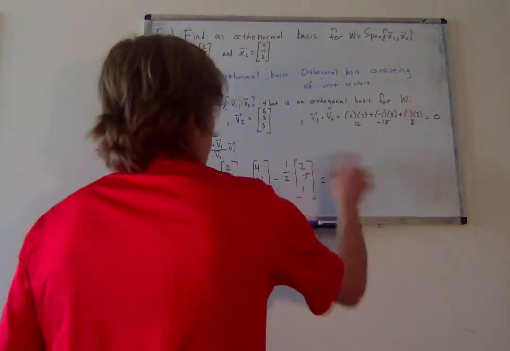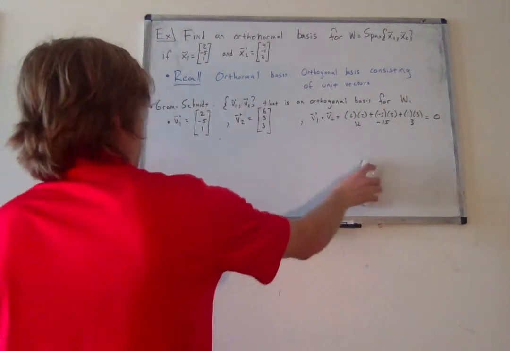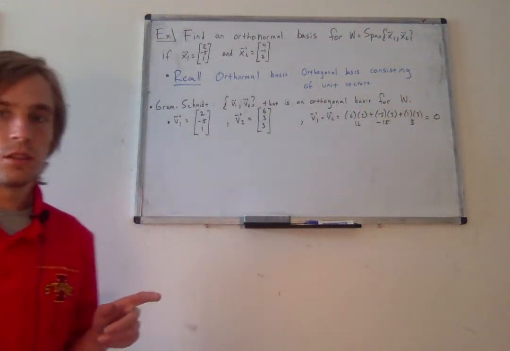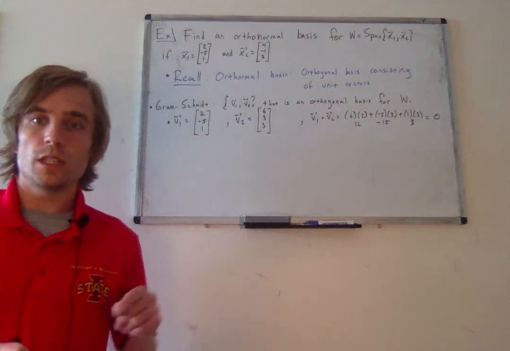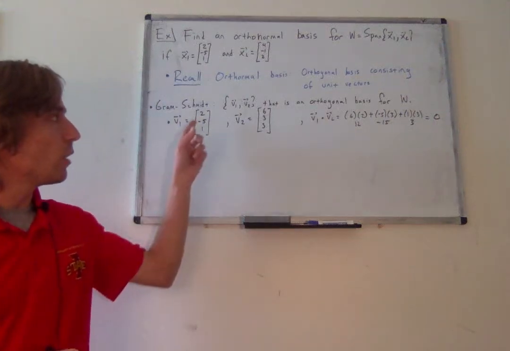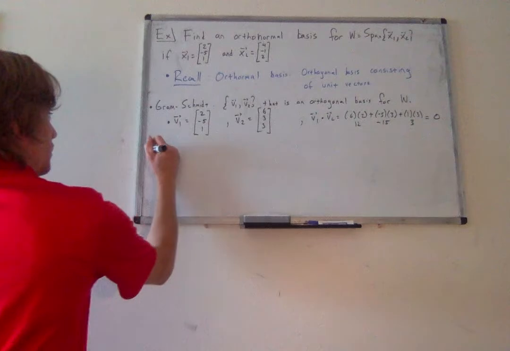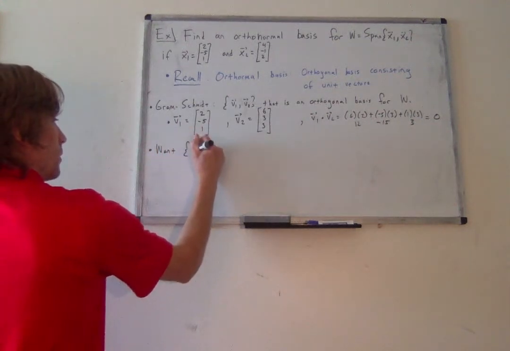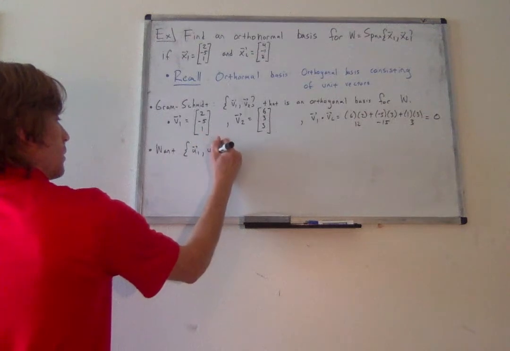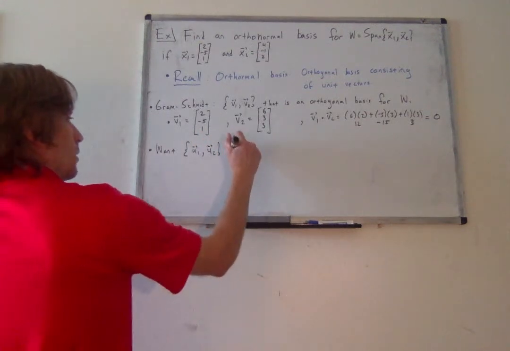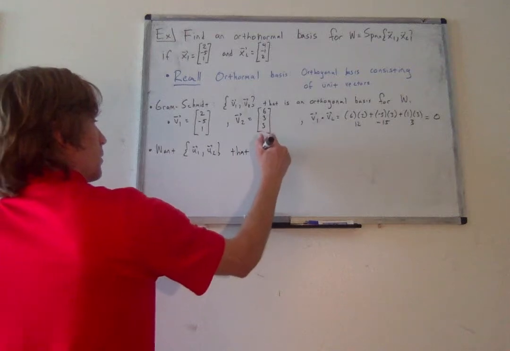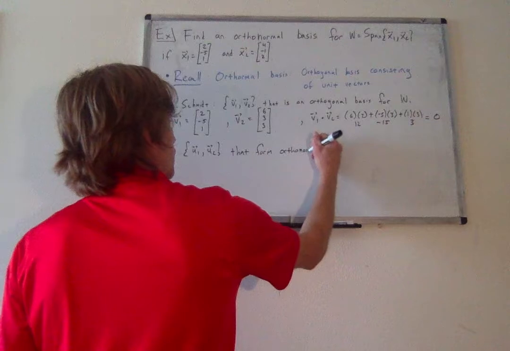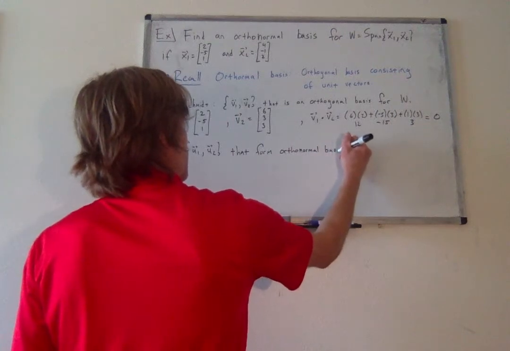So the basis we just calculated, v1, v2, is an orthogonal basis. But if you'll recall, we want an orthonormal basis. So we now want two vectors, u1 and u2, that form an orthonormal basis.